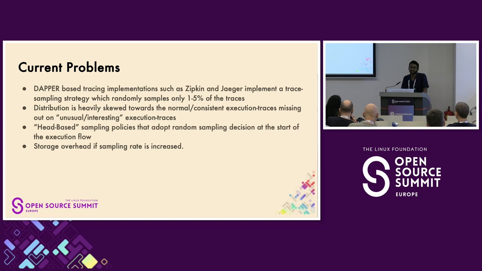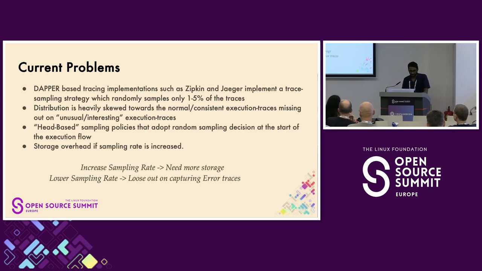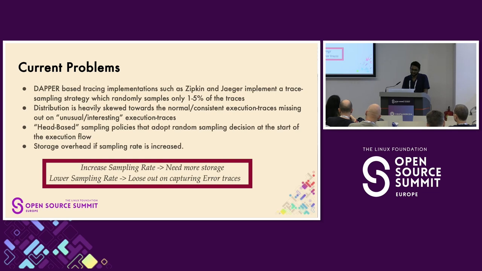Again, if we increase the sampling rate from say 1 to even 2%, that's double the storage that you would be needing. There is no concept of trace compression, because we need the whole view of it. So that's a retention overhead, or a memory overhead, that we'll incur if we increase the sampling rate. Just to summarize, increase the sampling rate, you need more storage, and lower the sampling rate, you lose out on your random sampling to capture traces of interest.